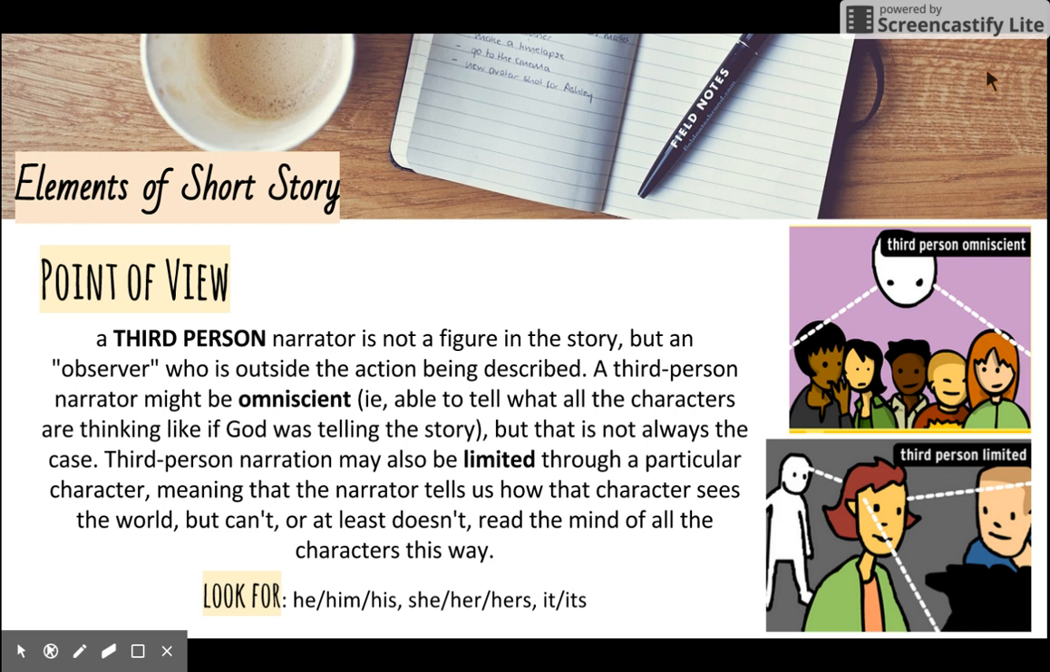So remember, third person omniscient knows everything. Third person limited only has insight to certain characters. So when you're looking for a third person narrative point of view, you're looking for he or him or his, she, her or hers, or it or its in the text to indicate a third person narrative point of view.